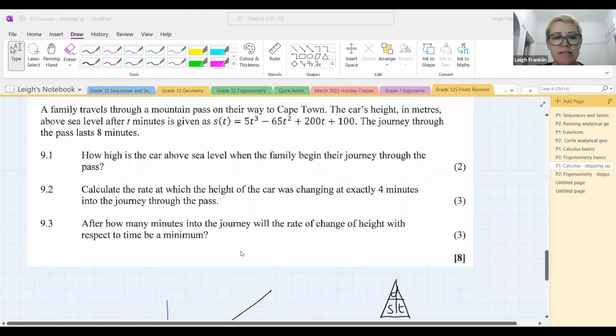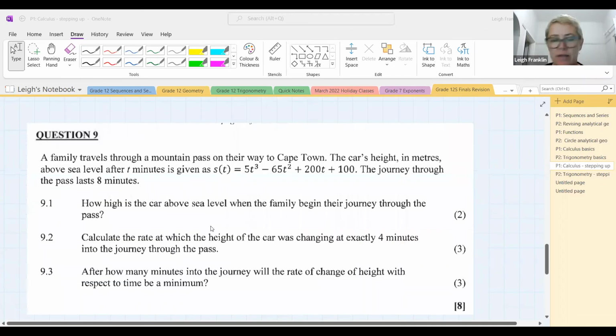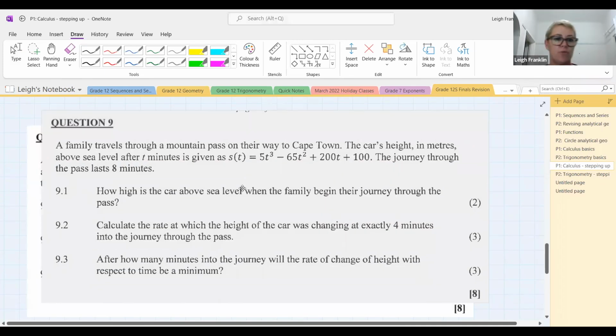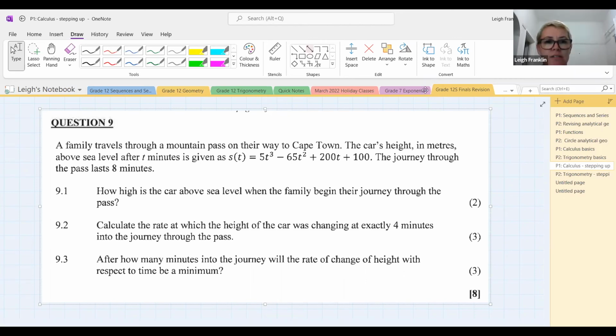Okay, let's see if we can quickly do this question before we go, and then we can say that we managed to get through everything. A family travels through a mountain pass on their way to Cape Town. The car's height in meters above sea level after t minutes is given as s of t. The journey through the pass lasts 8 minutes.